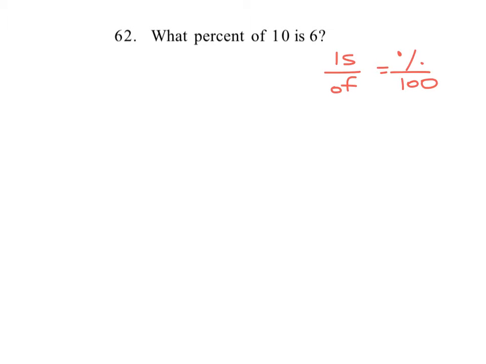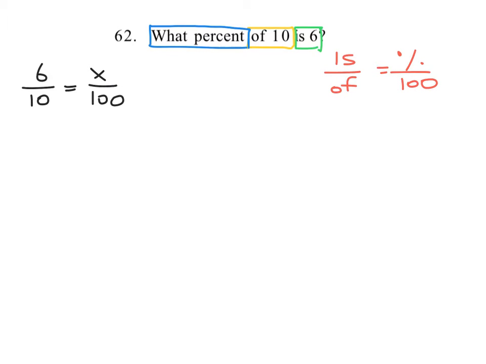So how do we know what's what? Well, we're going to match it up. What number goes with is? 6. What number goes with of? 10. What number goes with percent? It says what percent, so that's what we're looking for. So we take is over of equals percent over 100: the is number is 6, the of number is 10, the percent we don't know, so we call that x over 100, and now we're going to cross multiply, set them equal to each other, and solve.